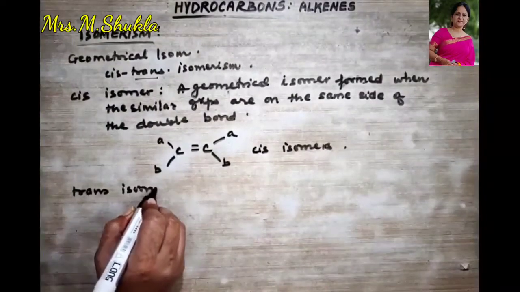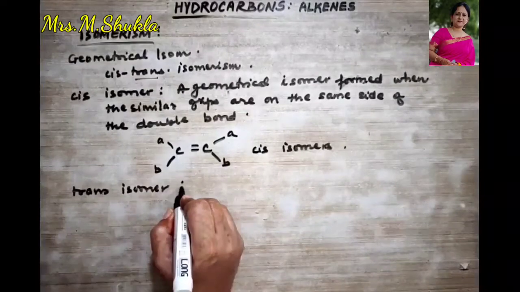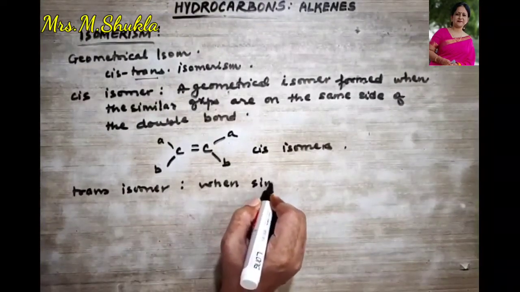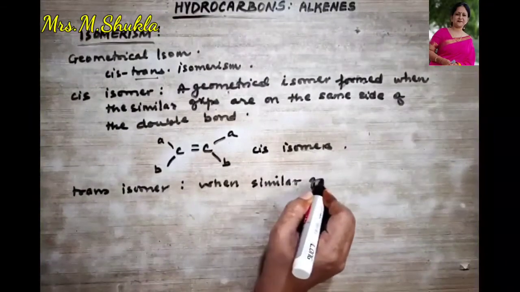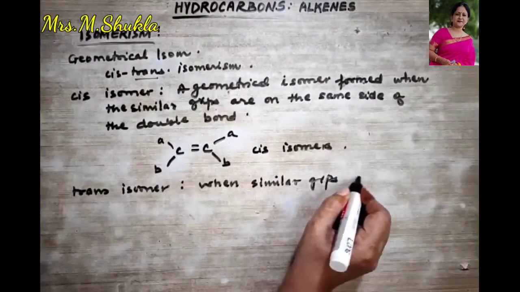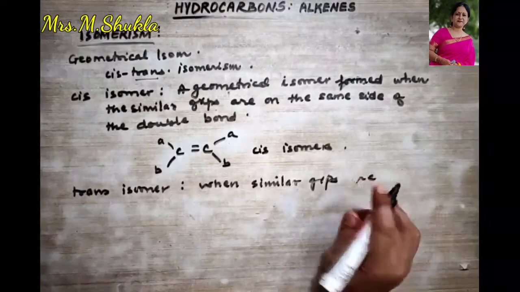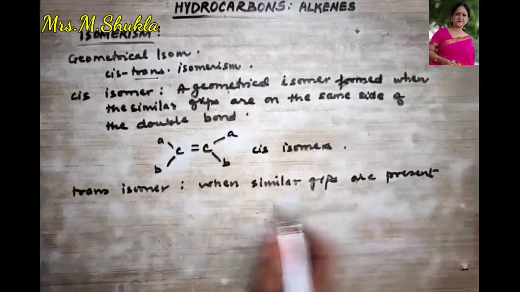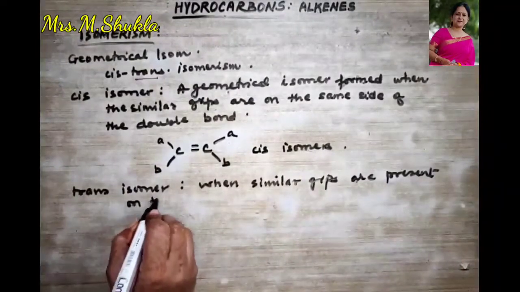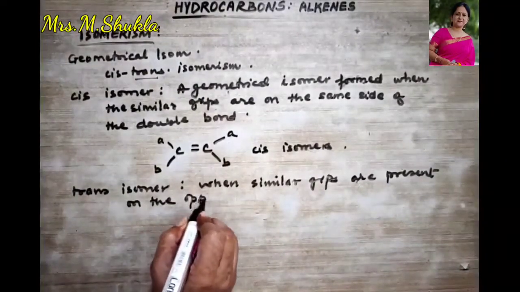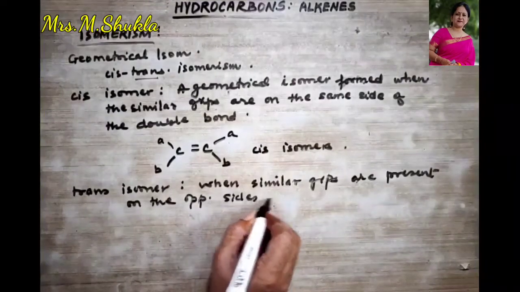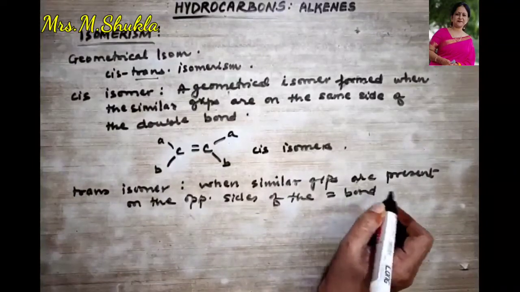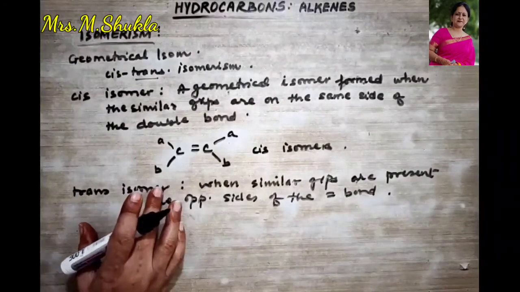Trans isomer when similar groups are present on the opposite sides of the double bond. Okay, then we say that they form trans isomers.